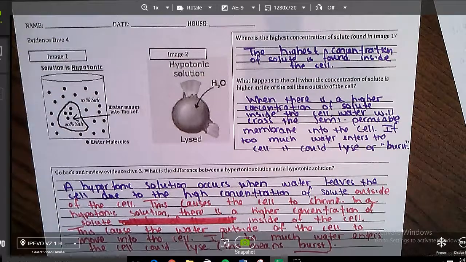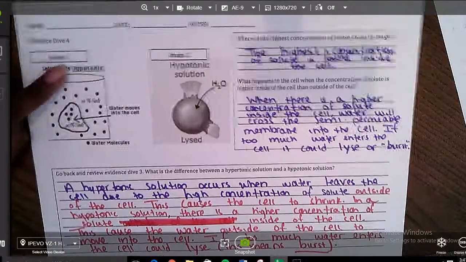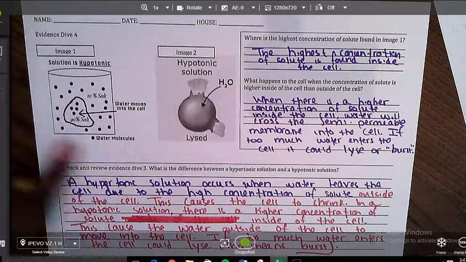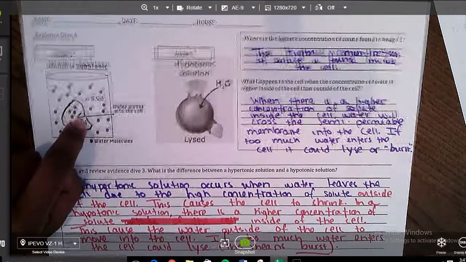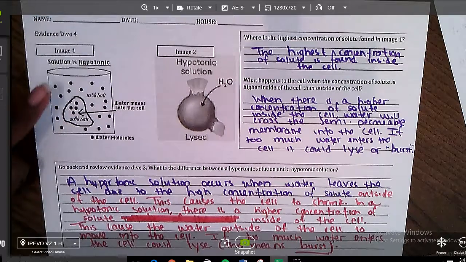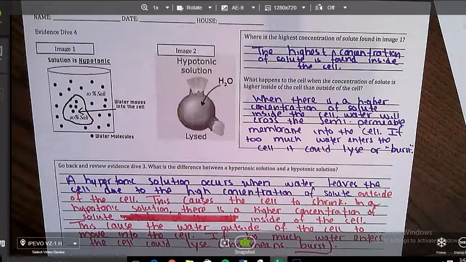It says, where is the highest concentration of solute found in image 1? The highest concentration of solute is found inside of the cell. We see that there's 20% salt inside the cell, but only 10% salt outside. Know that there's a higher concentration of water outside of the cell than inside of the cell. So what happens to the cell when the concentration of solute, remember that's just the salt, is higher inside of the cell than outside of the cell? It means that the water that's outside in a high concentration is going to flood across the membrane into the cell where there's a lower concentration.